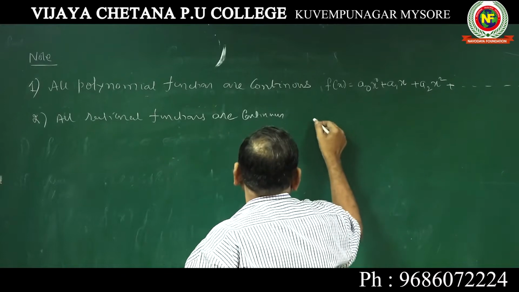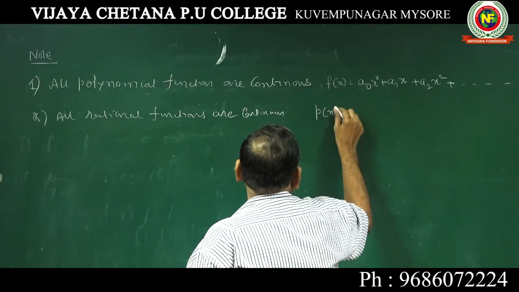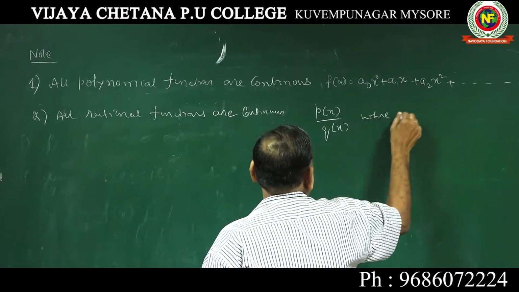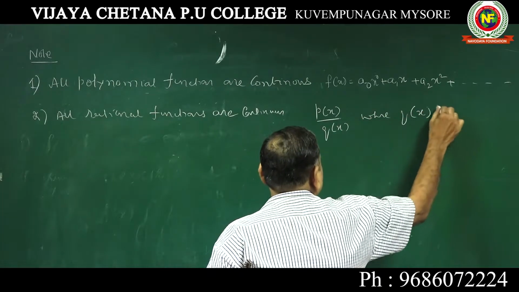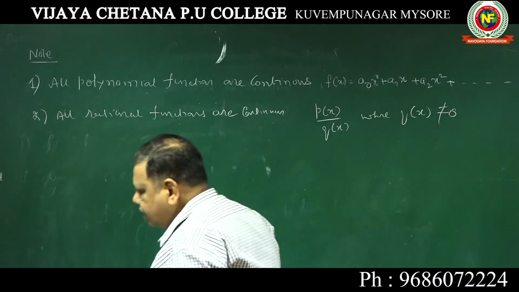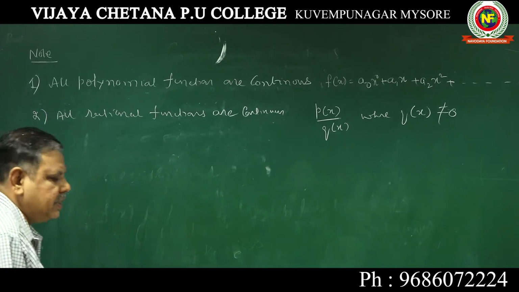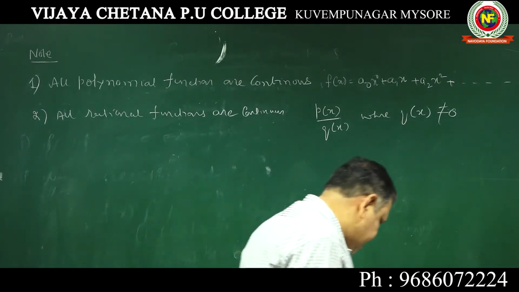Rational functions, you must note, are p of x by q of x, where q of x is not 0. These are also continuous functions. All rational functions are continuous, and polynomial functions are also continuous. Now we shall take problems and solve.